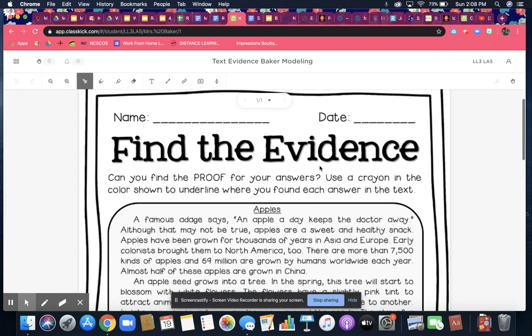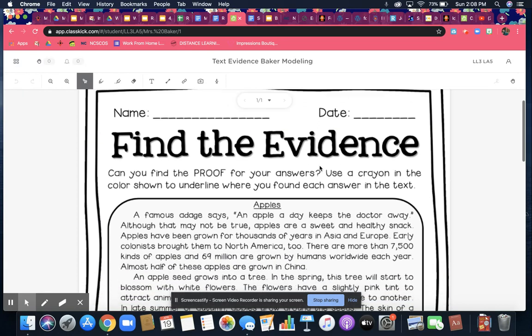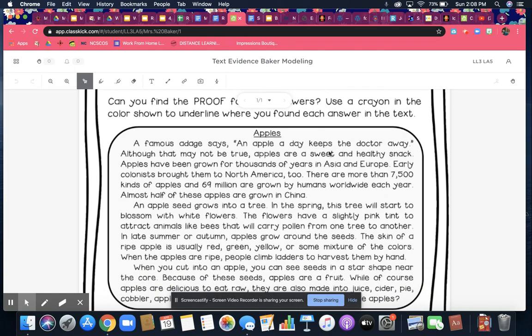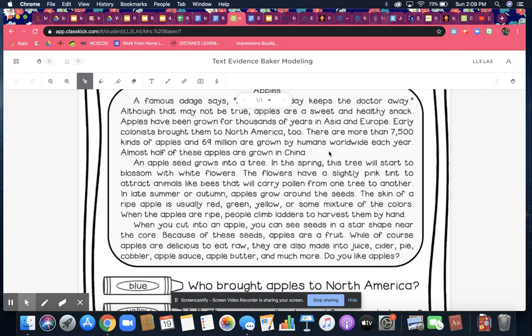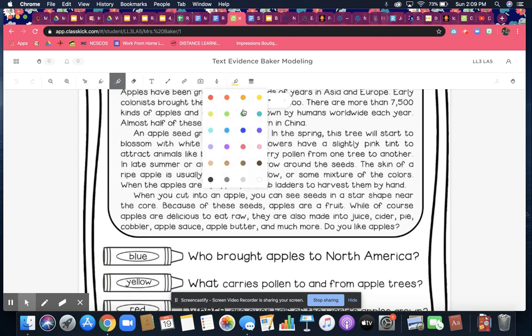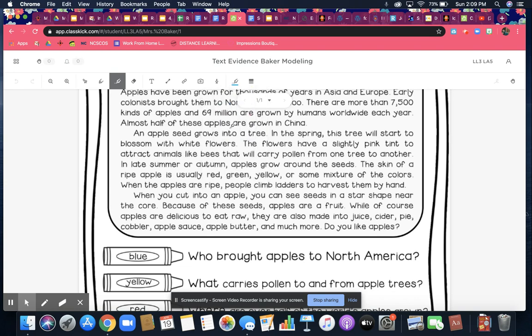Let's find the evidence. Can you find the proof for your answers? Use a crayon in the color shown to underline where you found each answer in the text. At this point, I've already read this passage and I want to show you what I mean by highlighting the text. This crayon means you're going to use blue. Remember up here you have your highlighter and you have all these colors. So I'm going to get one of the blues.